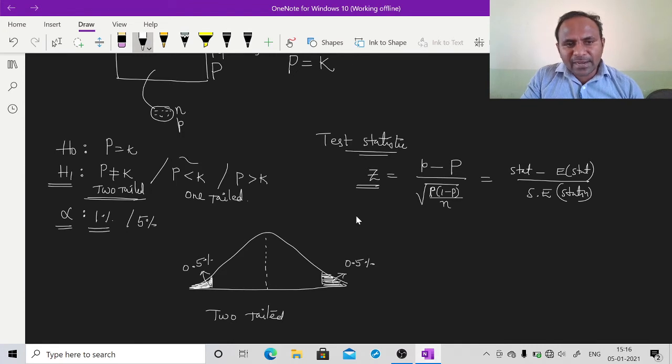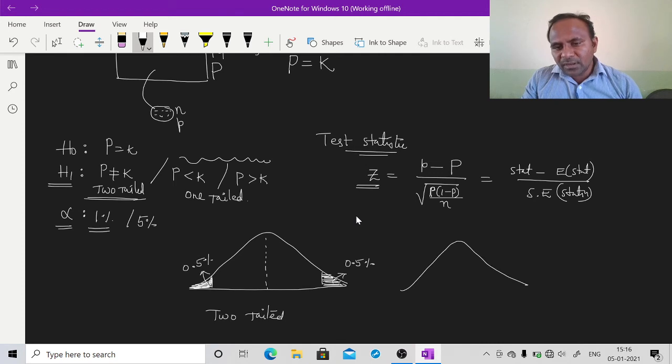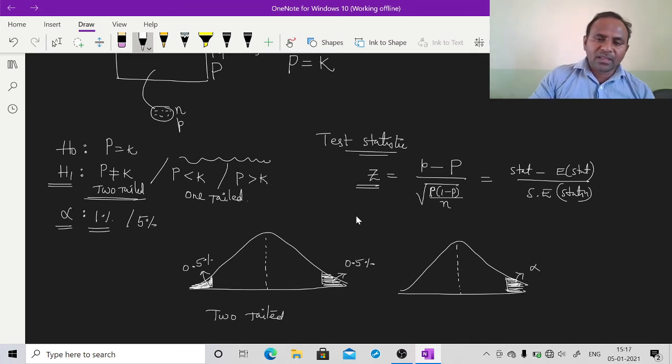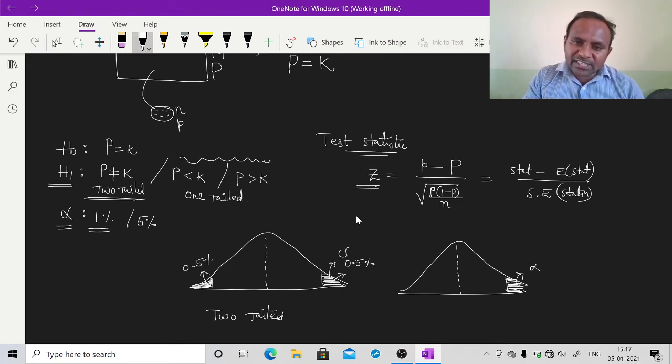Likewise, if it is a one-tailed alternative hypothesis, then your normal distribution will look in this way, and you are taking only one tail. Only one tail will contain your p value, alpha value. If it is of greater than type, you are taking it on the right side. If it is of less than type, you will be taking the same critical region on the left side. So this is what is known as critical region. Critical region is the region in which the null hypothesis is to be rejected. So here you have the critical region in only one tail.